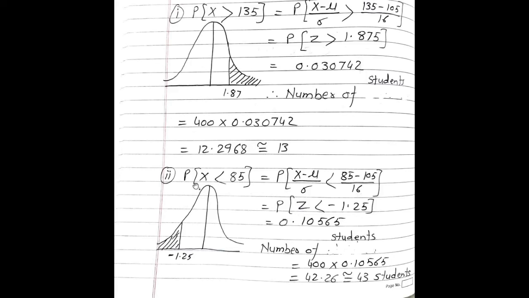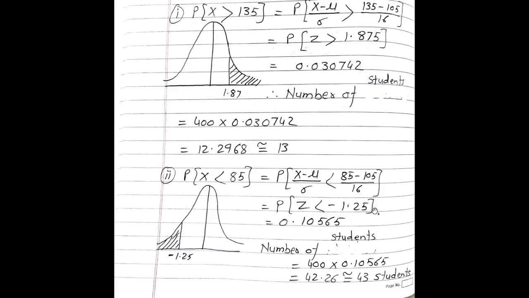Second part of the problem, probability x less than 85. It is nothing but probability (x minus mu upon sigma) less than (85 minus 105) divided by 16. So probability z less than minus 1.25. So draw the curve. As the ordinate is negative, minus 1.25, it will come on the left hand side, and we want the less part. The less part is the tail portion of the curve. So we can get this answer directly from the table.